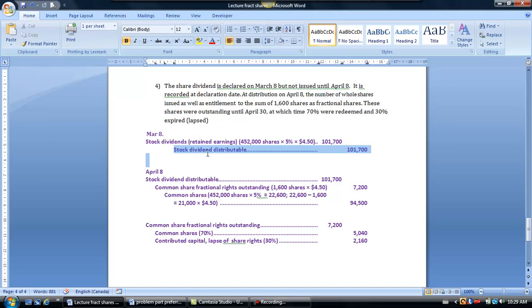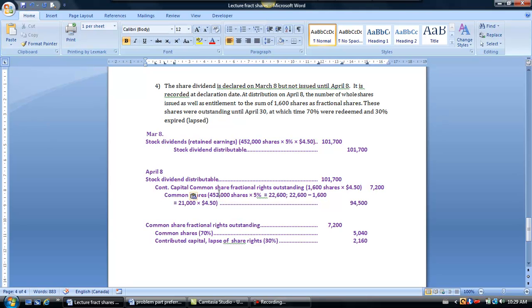Again, if you go back to your prerequisite course, I'm sure you'll remember, or you can locate content on your stock dividend distributable. If not, just trust me, it's a shareholders equity account. Now, at the time when we actually distribute or issue the dividend, what are we going to do? Well, we're going to issue the common shares for the full value of the share dividend, but don't forget there's 1,600 that are fractional shares that total up to 1,600 full shares. So we're going to value those separately as contributed capital on those fractional rights.